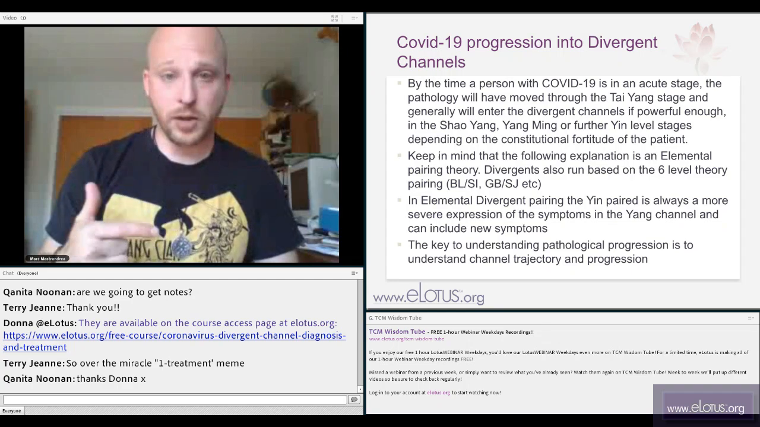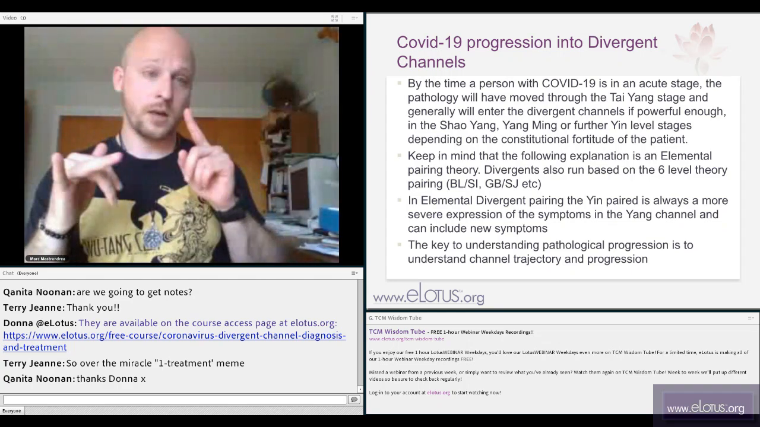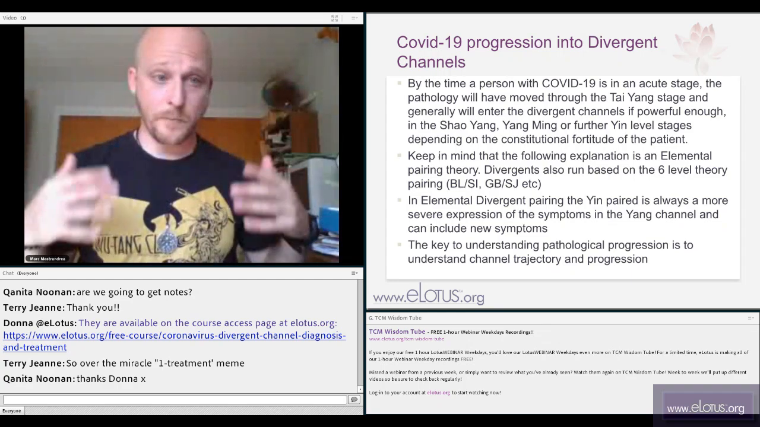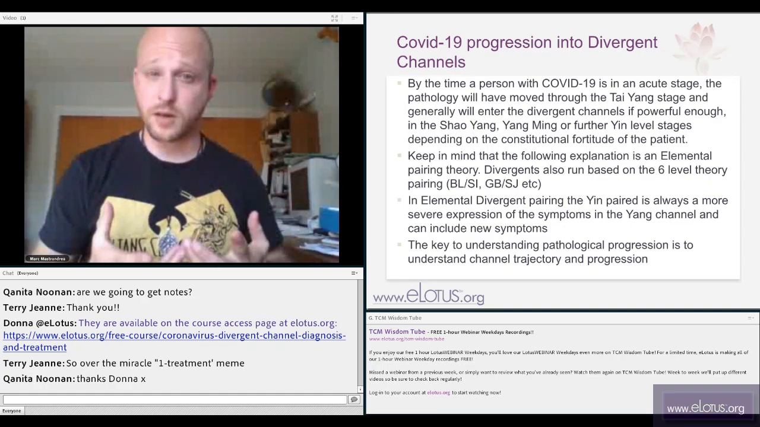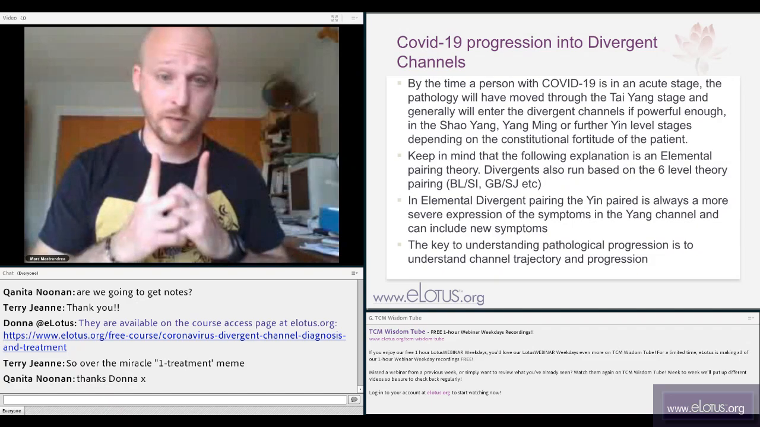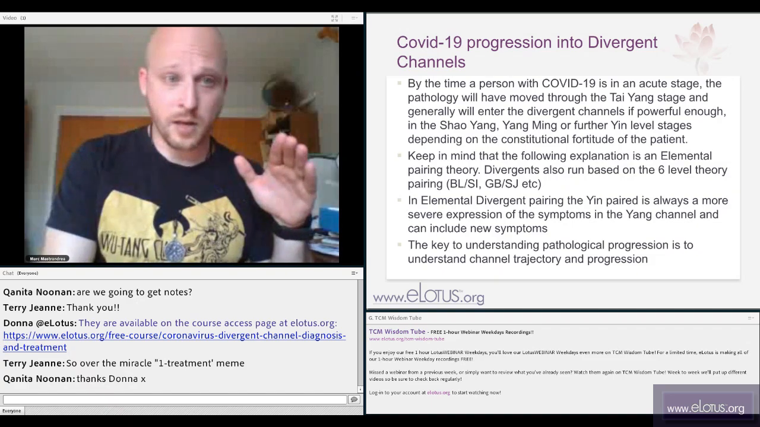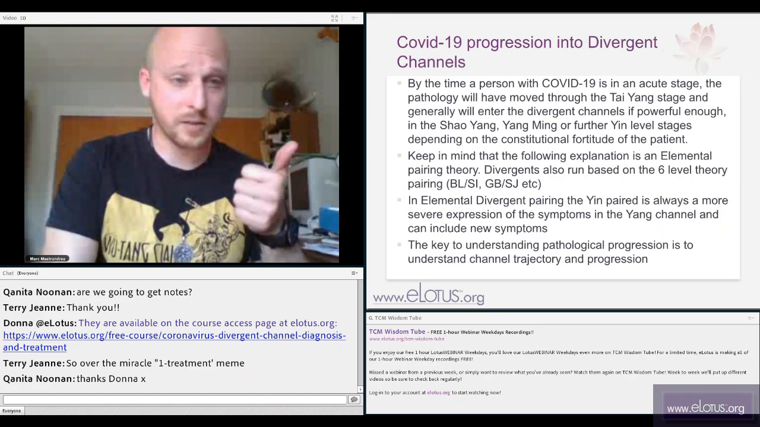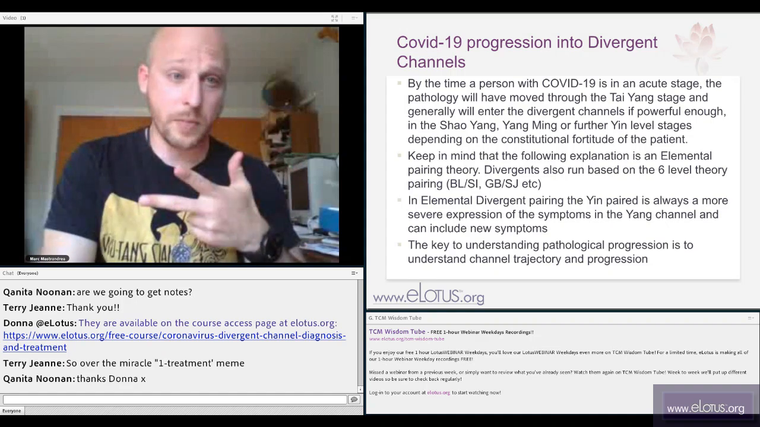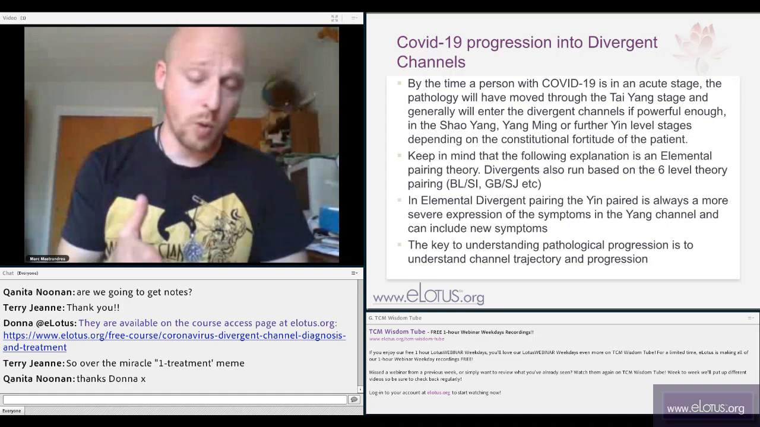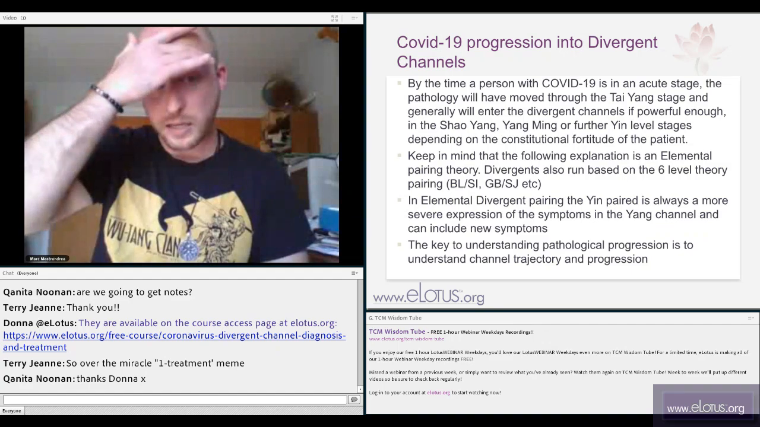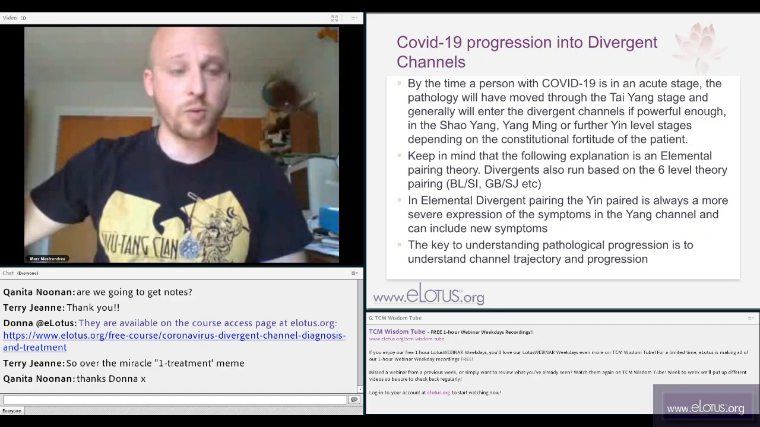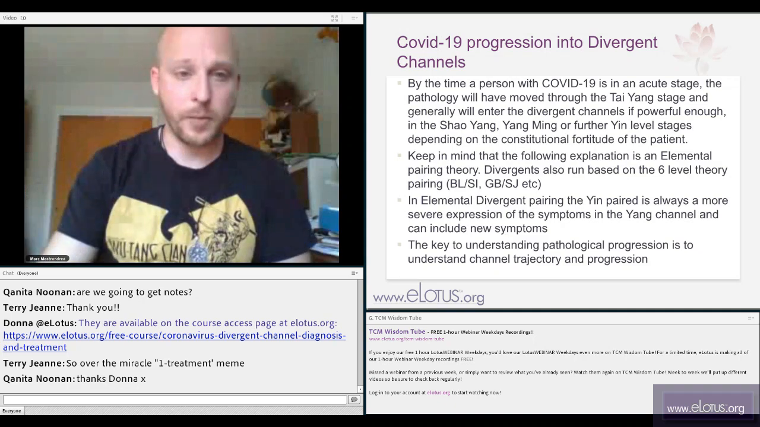Keep in mind that the following explanation we're giving, bladder, kidney, gallbladder, liver, stomach, spleen, is an elemental pairing. There are other ways to use the divergence. This is just one, and it's one that's been super successful in clinic. There are ways where you can associate them with bladder, small intestine, gallbladder, sanjiao. So basically, you can pair Taiyang, Xiaoyang, and Yangming like that as well. They usually use those in what they call looping needling formats. But in this case, we're using an elemental pairing, focusing on the Yang pair being associated with its Yang counterpart in the primary channels.